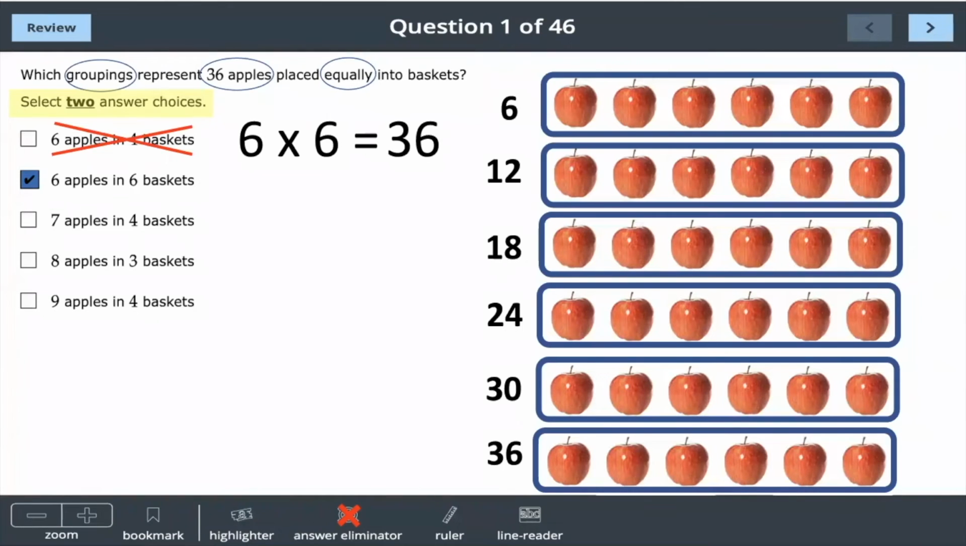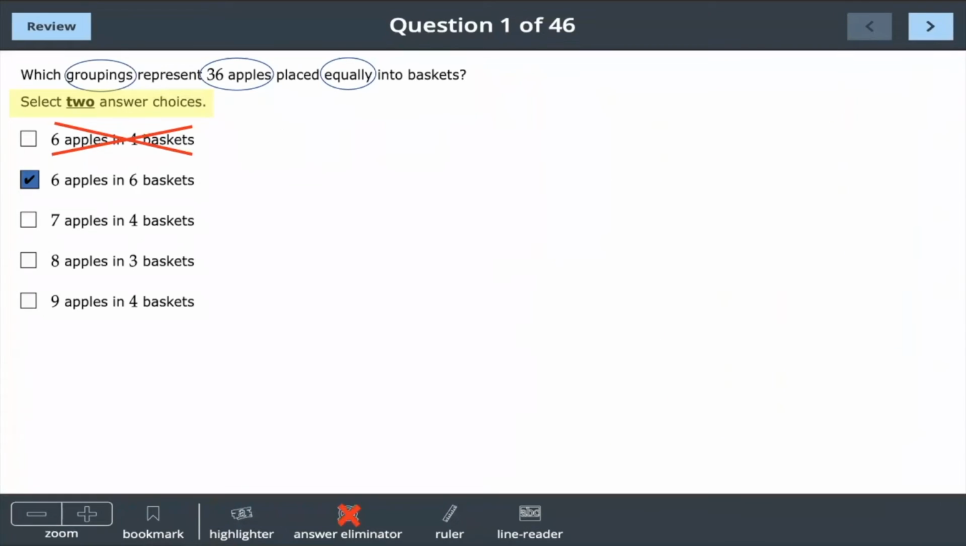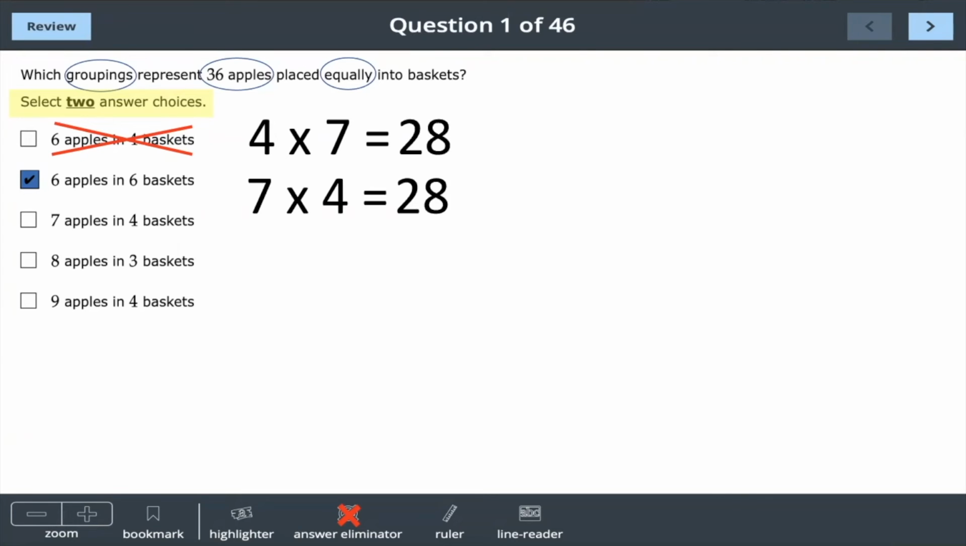Let's look at the next answer choice. 7 apples in 4 baskets. 7 apples in 4 baskets can be represented using the multiplication fact of 4 times 7. 4 represents the number of groups or baskets. 7 represents the number of objects or apples within each basket. I can also represent 7 apples in 4 baskets by writing 7 times 4. Both have a product of 28.